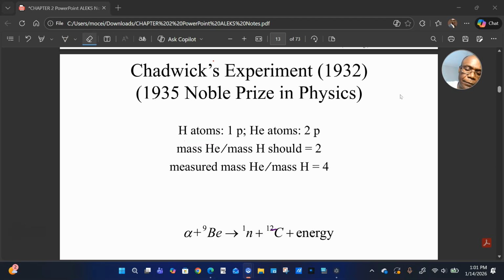And this is the error. By this time of their discoveries, the hydrogen atom was found to have one proton. The helium atom was found to have two protons. Those are the positively charged subatomic particles. So Thomson and friends decided to do a ratio of the number of protons of helium divided by the number of protons in hydrogen.